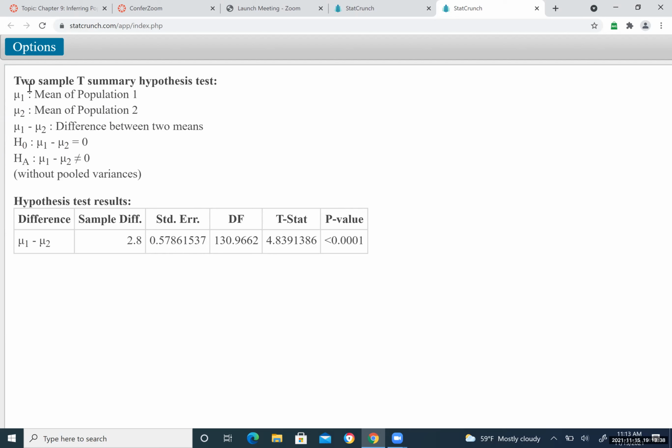We got step 1, mu1 minus mu2, null hypothesis, alternate hypothesis. That's the step you need to show me. We got the standard error 0.5786. Degrees of freedom, they compute for us. T-stat, they got that. The p-value is less than 0.0001. So this is smaller than alpha, which is 5%. So again, for this to happen, you have to conclude you will reject the null hypothesis.